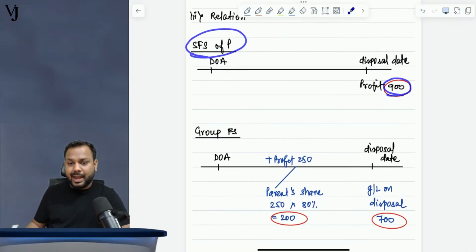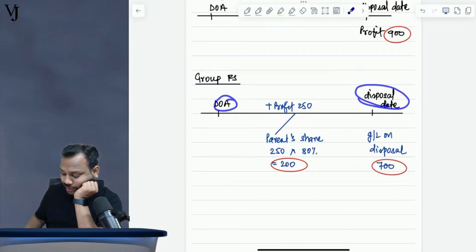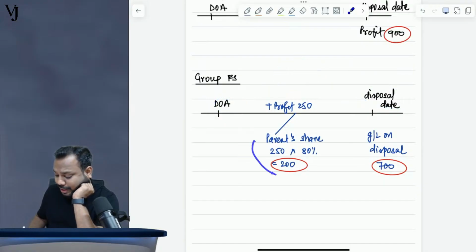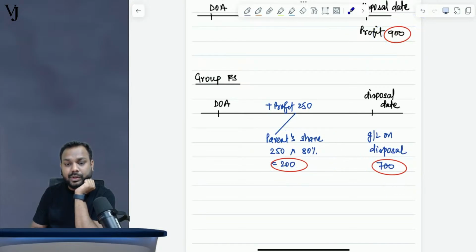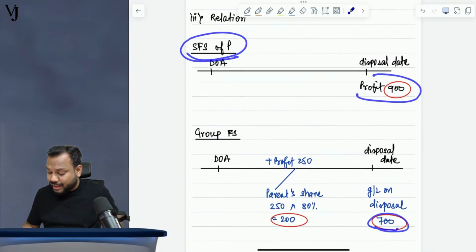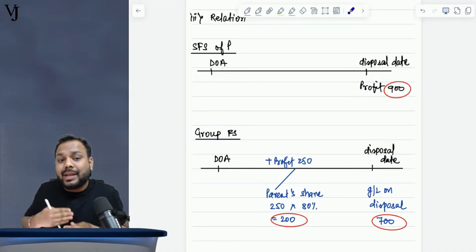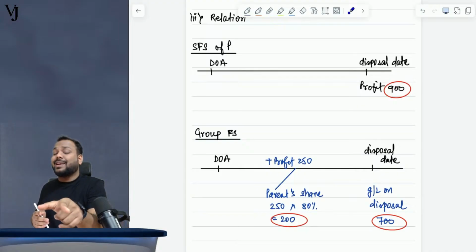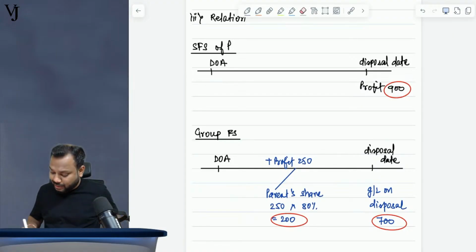In the individual FS, we are recording 900 profit, but in group FS, we are recording 700. From the date of acquisition till the disposal date, the profit earned was 250. The parent share is 80%, so 80% of 250 is 200. We have already recognized this 200 profit in group FS during this period, and now we are recognizing 700. So 200 plus 700 is 900. But in the individual FS, you are recognizing the entire 900 here. This happens because in the group FS, we keep recording the share of profit that the subsidiary earns, but that's not the case in the individual FS of the parent, where we do not record the share of profit of the subsidiary. I believe you are understanding this relation.